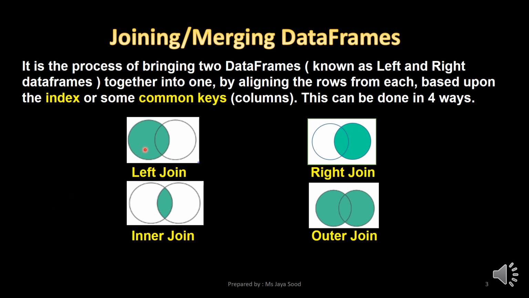The left join uses the index or the key values from the left data frame to join rows. Right join uses the index or the key values from the right data frame to join rows. Inner join uses the index or the key values which are common to both the data frames to join rows. Outer join uses the index or the key values from both the data frames to join rows.